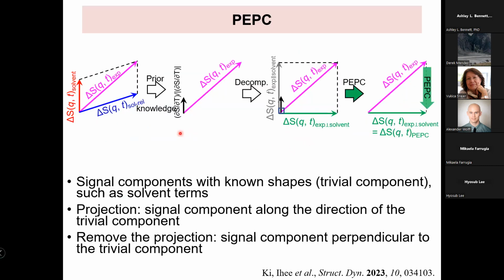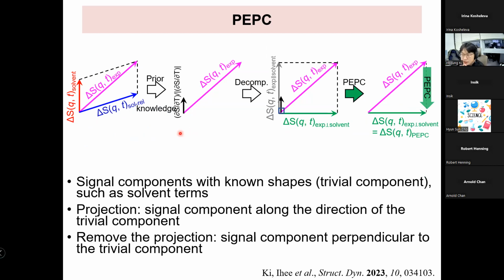The most significant difference between the PEPC and SANOD techniques is that the SANOD method involves complex processes such as SVD and LCF. However, the PEPC method uses linear algebra to remove the kinetics of the known signal components, without going through these kinds of complex steps such as SVD and LCF.